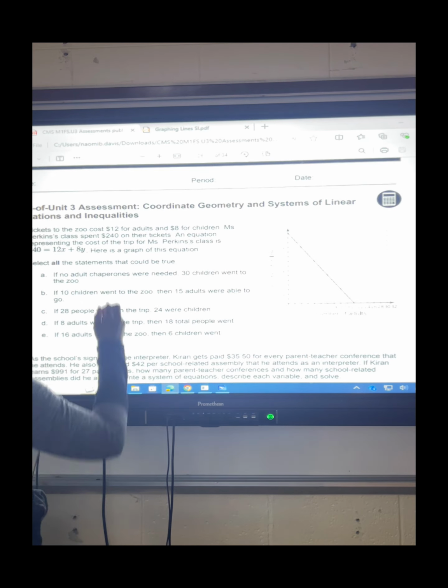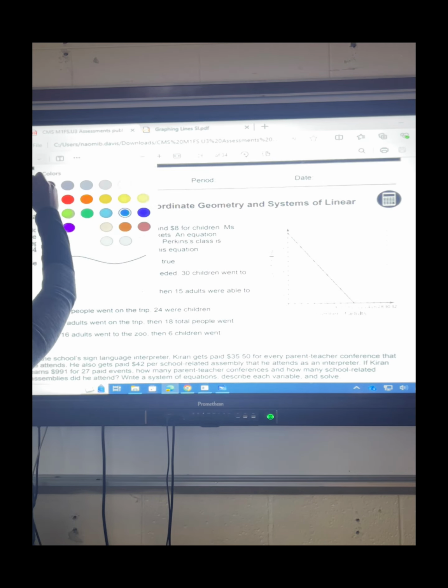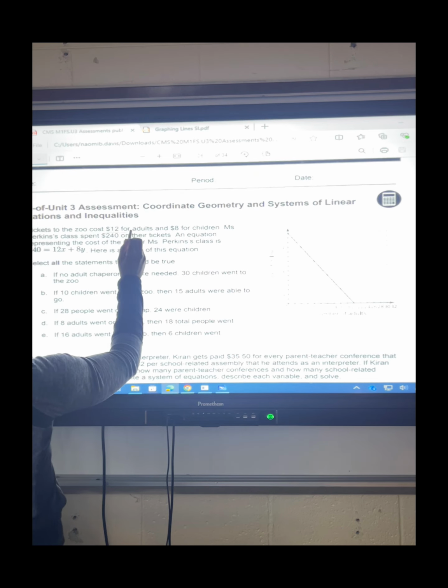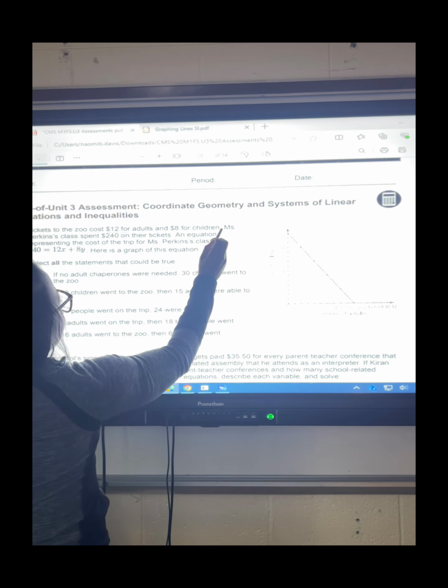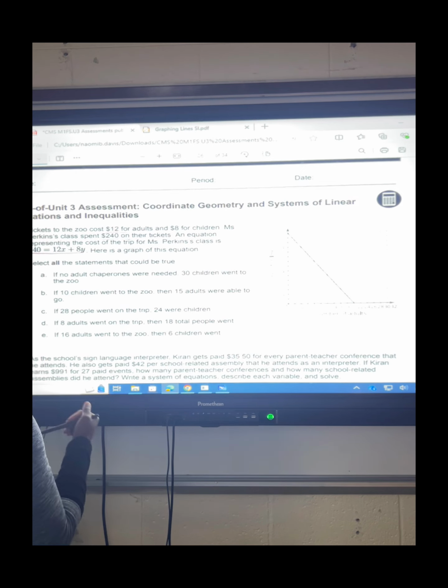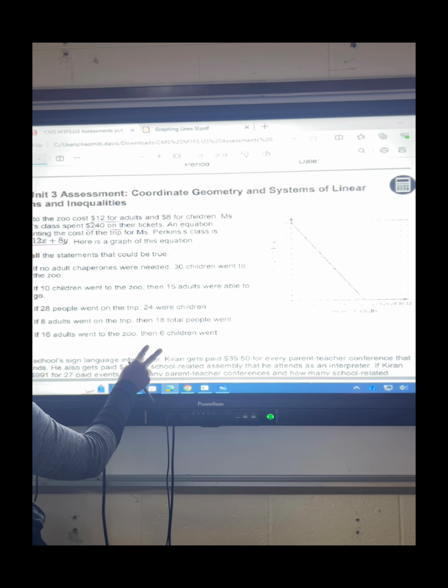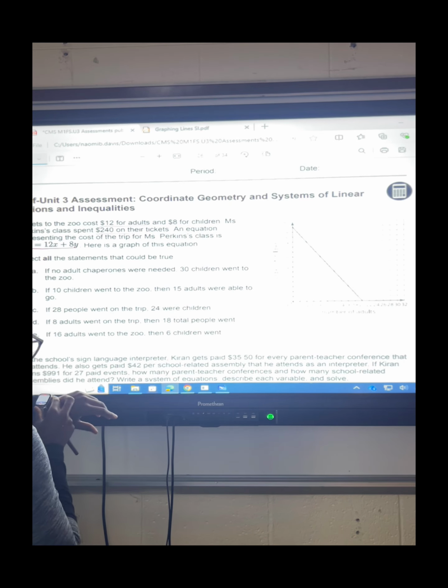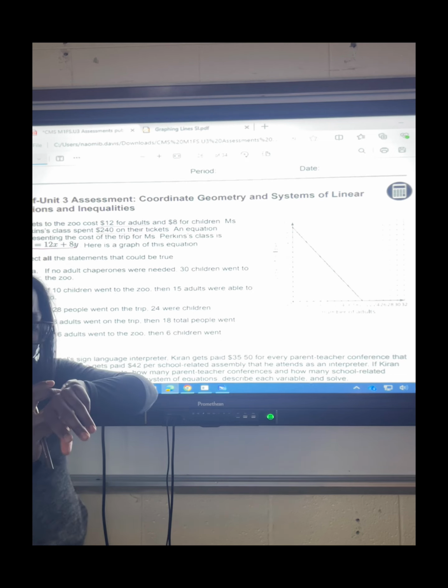Tickets to the zoo cost $12 for adults and $8 for children. Miss Perkins' class spent $240 on their tickets. An equation representing the cost of the trip for Miss Perkins' class is 240 equals 12x plus 8y. Here's the graph of the equation. That means this graph is important. So, can y'all see? Hold on.